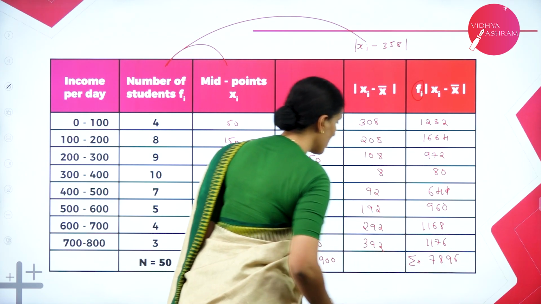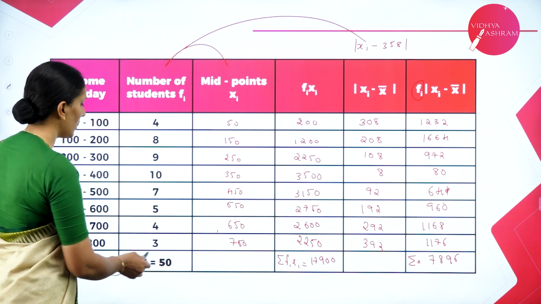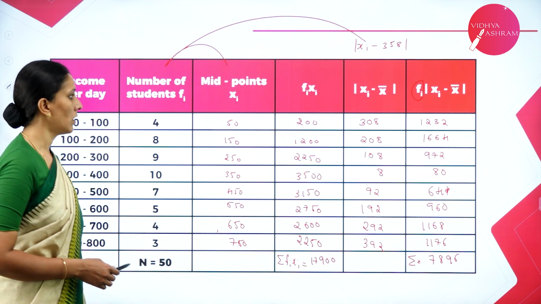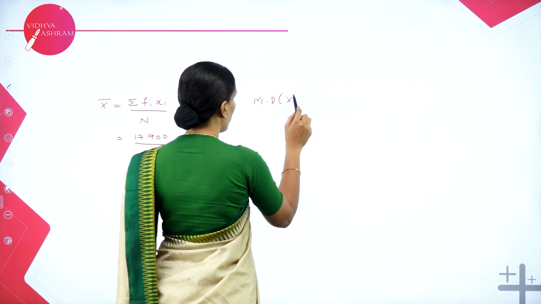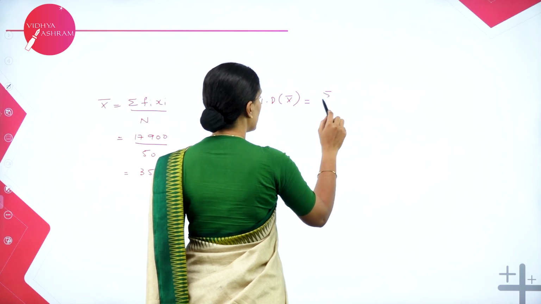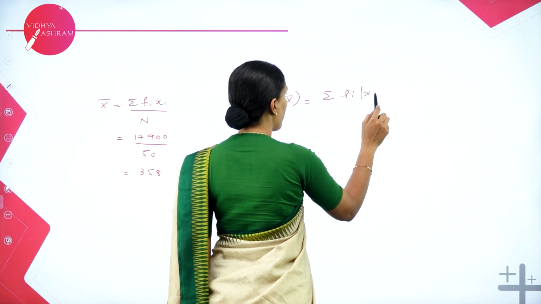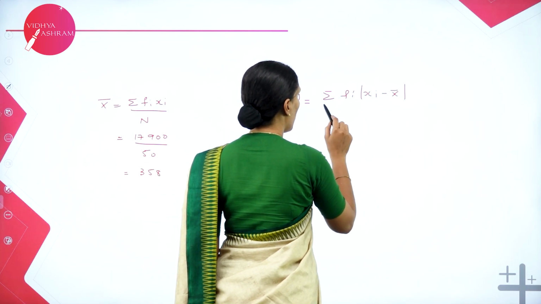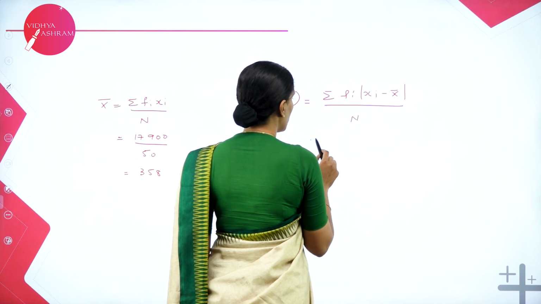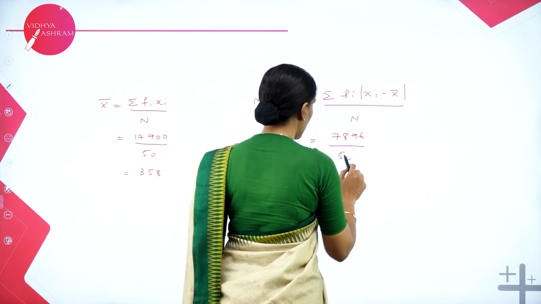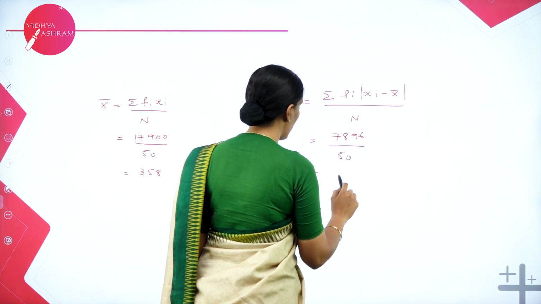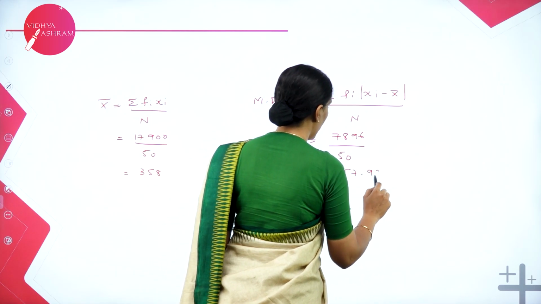7896. So once you divide this with 50, you will get the mean deviation. Thus, mean deviation about mean is summation Fi, Xi minus X bar whole divided by n. So here we got 7896 divided by 50 and hence the final value is equal to 157.92.